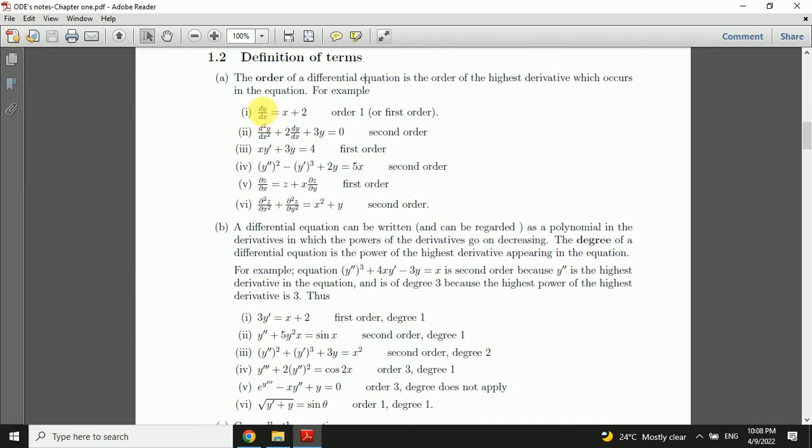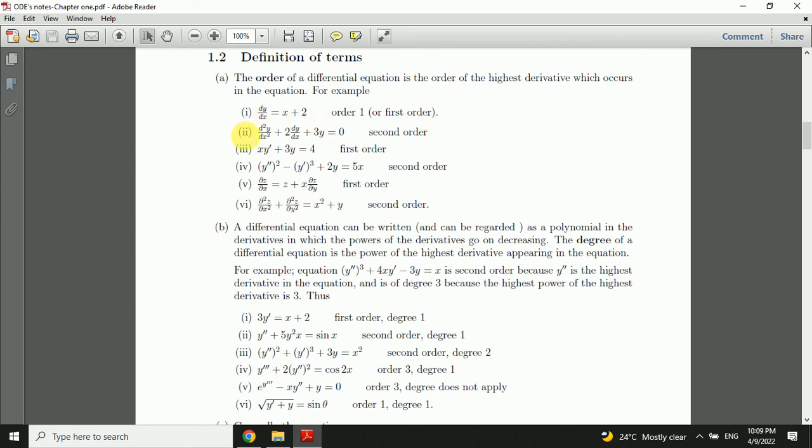For example, in Roman number 1 here, we have dy dx. So the unknown function is the one which appears in the numerator. So the unknown function is y, and we are differentiating y with respect to x, and that is equal to x plus 2. So how many times was y differentiated? This is only one time because we have just dy dx. So that means since y was differentiated once, then the order of this differential equation is 1, or you can just say first order, to mean that it was differentiated once.